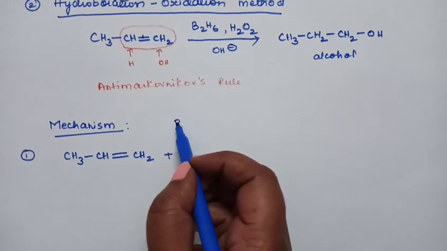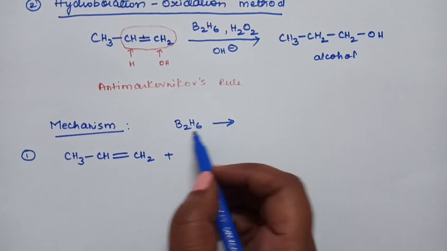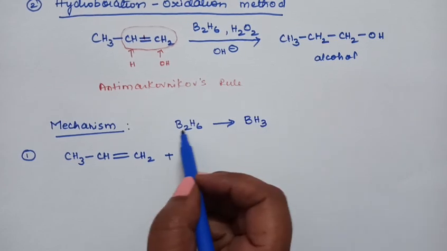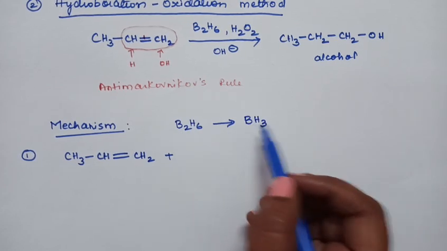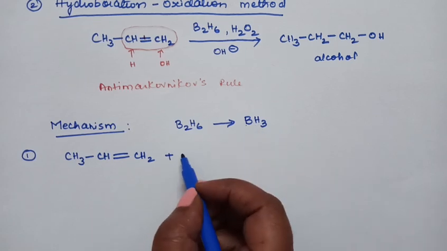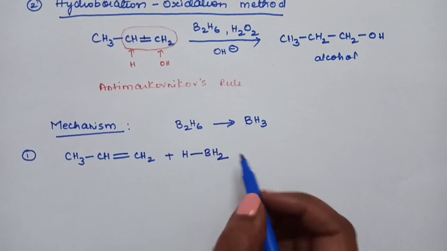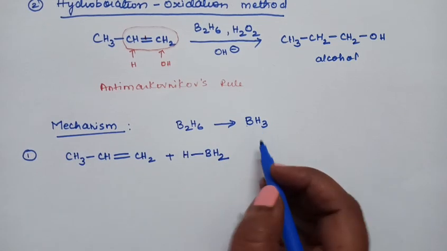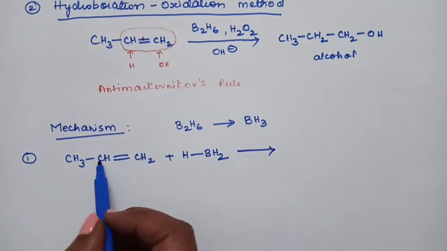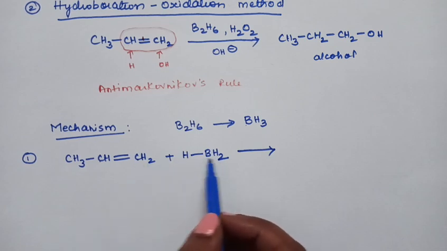So students, diborane is B2H6. Now this is actually a polymer. Take it in the form of BH3. So B2H6 can be written as BH3, BH3 in the monomeric form. So now BH3, write in this form, hydrogen BH2. So total it becomes BH3. So now we are going to break the double bond. To one carbon we are going to add hydrogen. To another carbon we are going to add BH2.